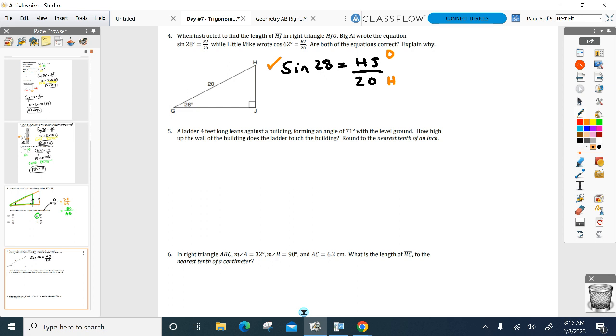All right, what about little Mike? He did cosine 60.